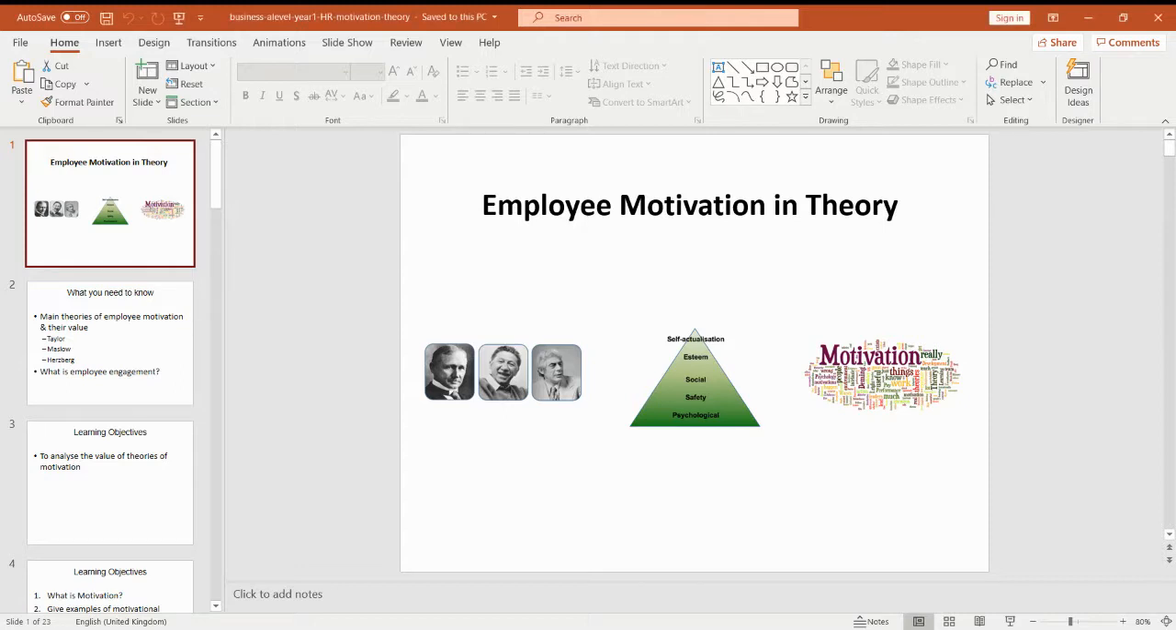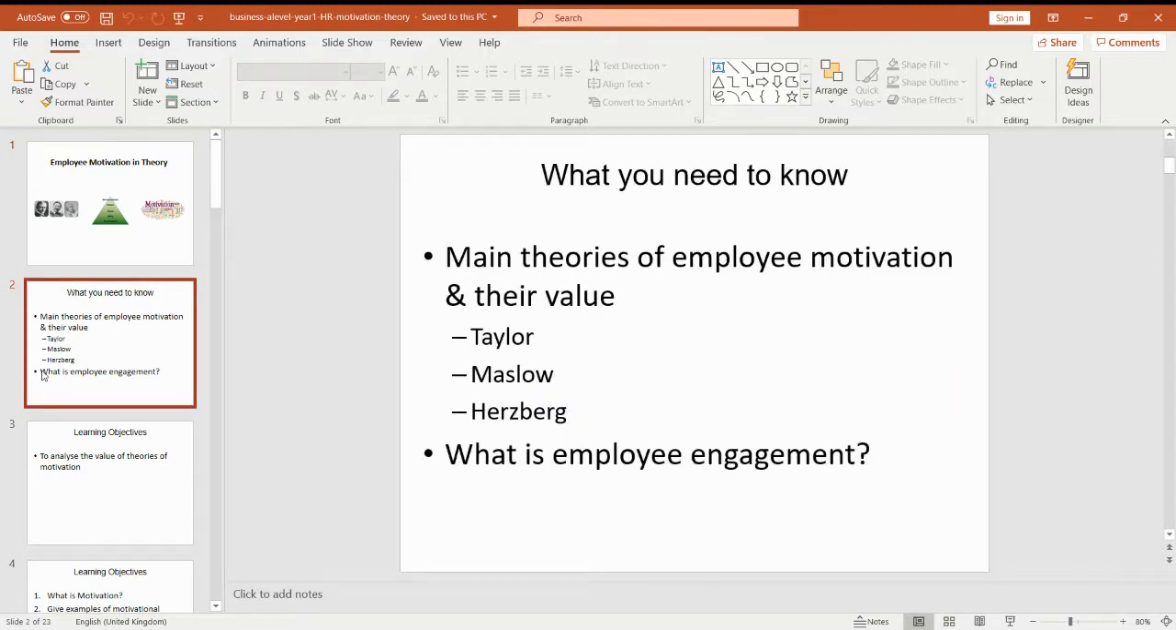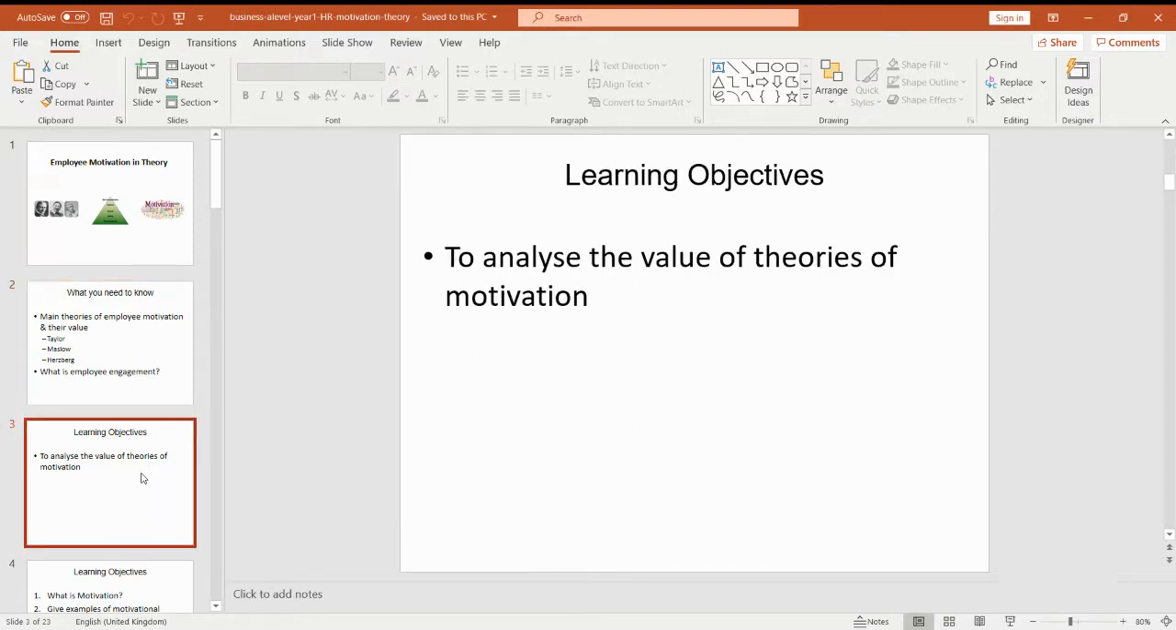I'm just going to be talking you through employee motivation in theory. So what we're going to be looking at this afternoon are the main theories of employee motivation and their value. We're going to be looking at a couple of key theorists: Taylor, Maslow, Herzberg, and Elton Mayo. Our key objective for this session is to look at the value of these theories of motivation and how they can be applied in a work context.